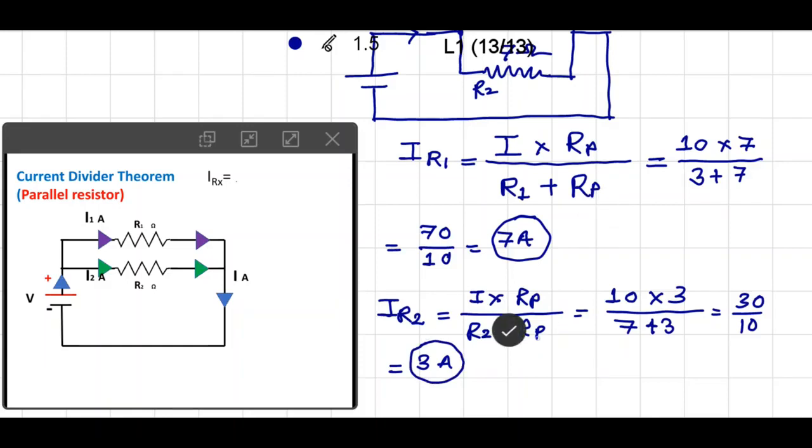And how can we confirm that our answer is correct? According to Kirchhoff's current law, we know that I is equal to IR1 plus IR2. So that shows that 10 is equal to 7 plus 3, and this proves that our answer is correct.